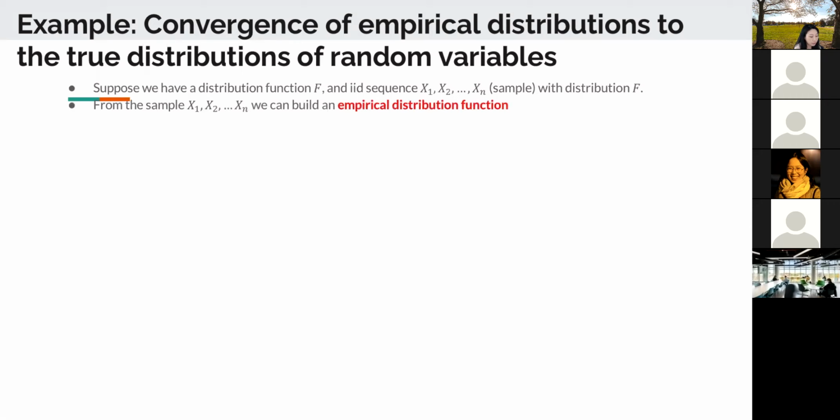Now from the sample x1 through xn, we can build a so-called empirical distribution function. How would you do that? Any ideas?